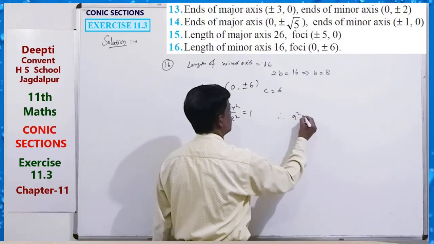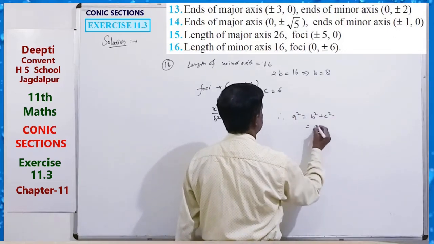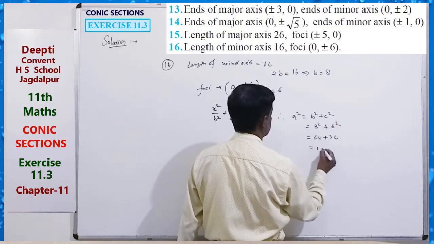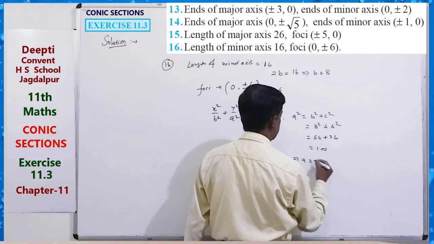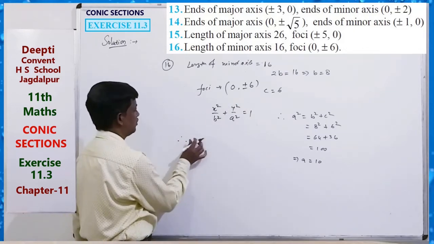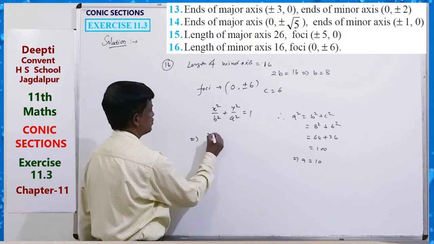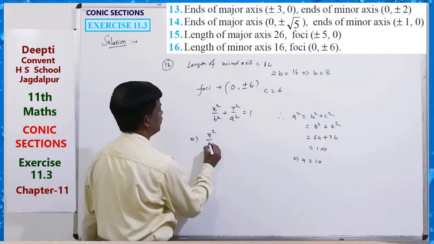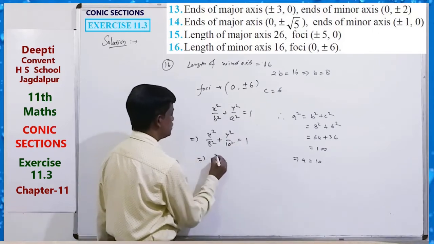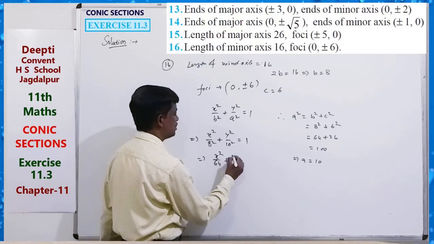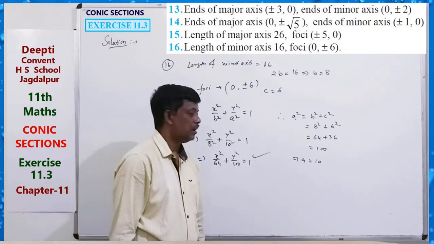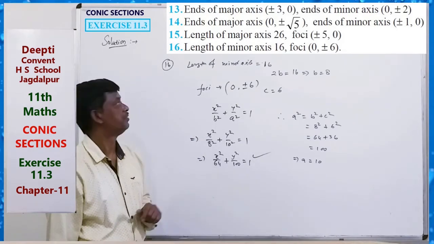Therefore, a square equals b square plus c square, which is 8 square plus 6 square, 64 plus 36, 100. So a equals 10. Therefore, the equation x square upon b square, b is 8, so 8 square, plus y square upon a square, 10 square, equals 1. That is x square upon 64 plus y square upon 100 equals 1. Clear? This is the standard form.